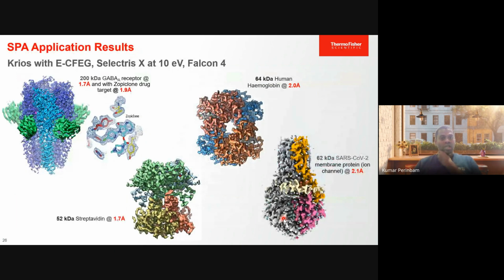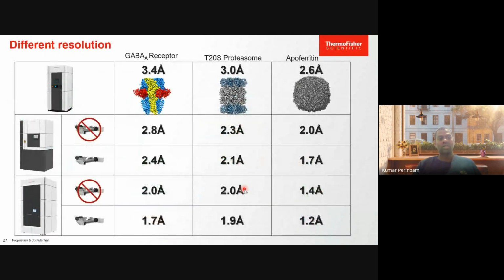These are some practical examples of what cryo-EM has offered. 200 kilodalton GABA to 1.7 angstrom resolution, and human hemoglobin at 2 angstrom resolution, which is 62 kilodalton. Basically, you are getting in the range of atomic resolution, which is like 2 angstrom resolution. You are able to get the structures of protein.